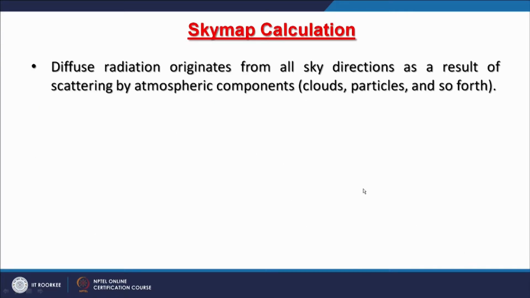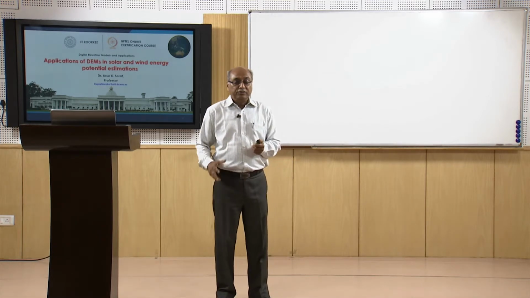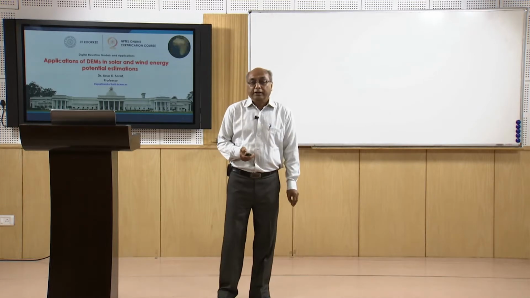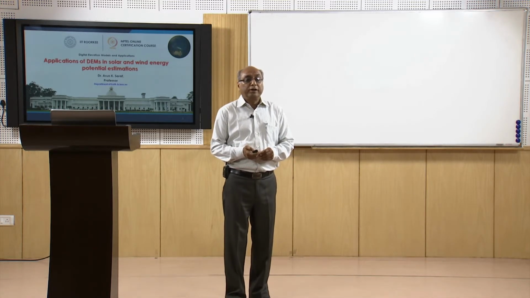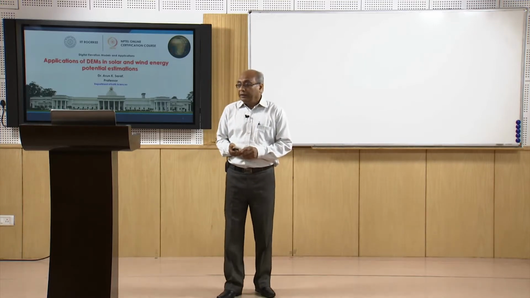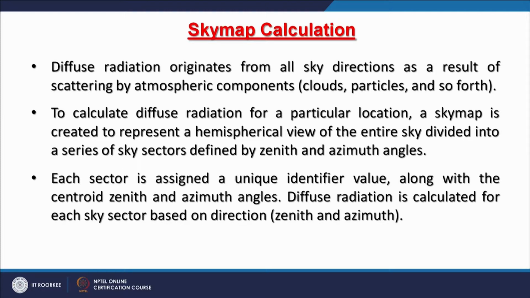Now, in this sky map calculation, we will be overlaying this example, but diffuse radiation also has to be incorporated. Diffuse radiation originates from all sky directions as a result of scattering by atmospheric components, cloud particles and so on. To calculate diffuse radiation for a particular location, a sky map is created to represent a hemispherical view of the entire sky, divided into a series of sky sectors defined by zenith and azimuth angles, which we have already discussed. Each sector is assigned a unique identifier value along with the centroid, zenith and azimuth angle, and this diffuse radiation is calculated for each sector based on the direction, that is zenith and azimuth.